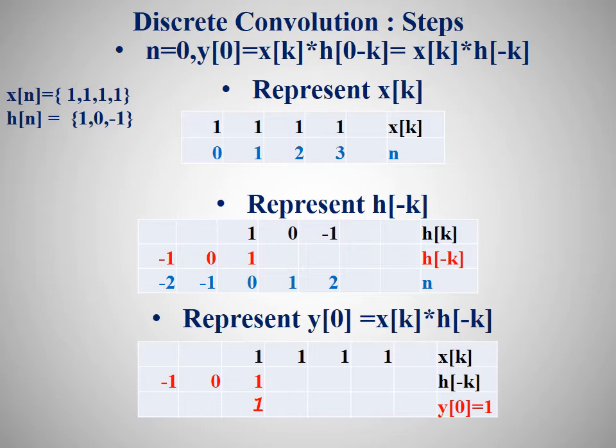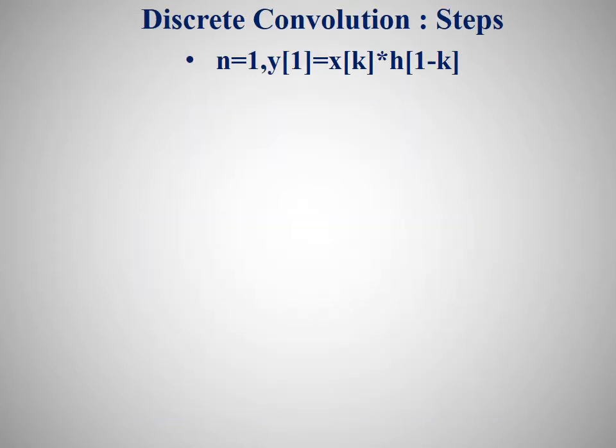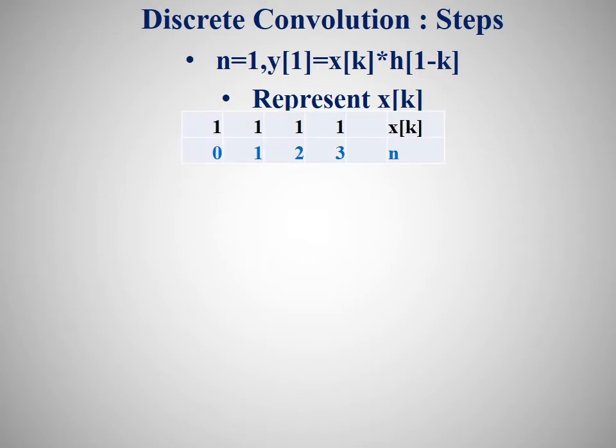Next, let us go on to see what would be the discrete convolution at n equal to 1. At n equal to 1, the expression becomes y of 1 is equal to x of k into h of 1 minus k. So let us now try to do the same steps. That means represent x of k, represent h of 1 minus k and then find out the convolution.